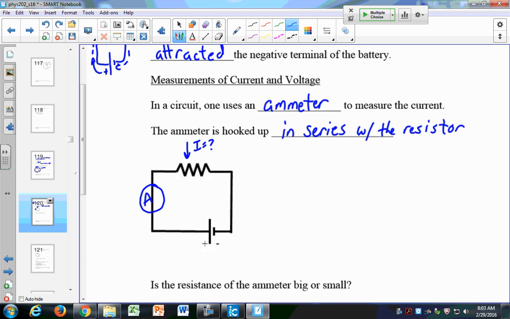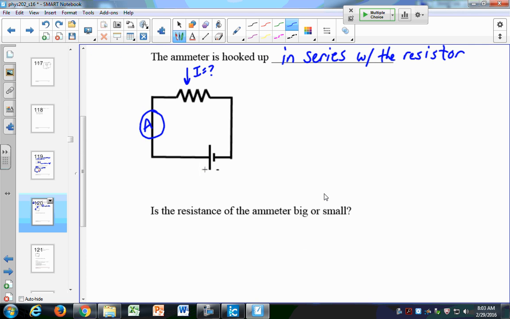In general, when you measure things, you want to not change the thing that you're measuring, and that can be actually quite difficult. But the ammeter is hooked up in such a way that it doesn't change the actual circuit. What would the resistance of the ammeter need to be in order to not change the circuit?